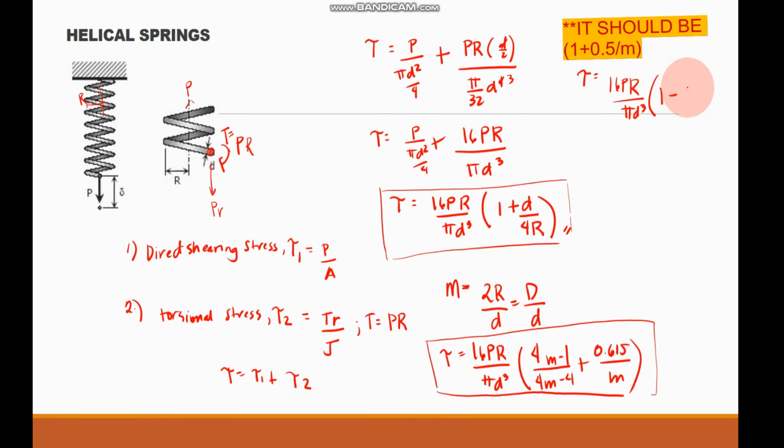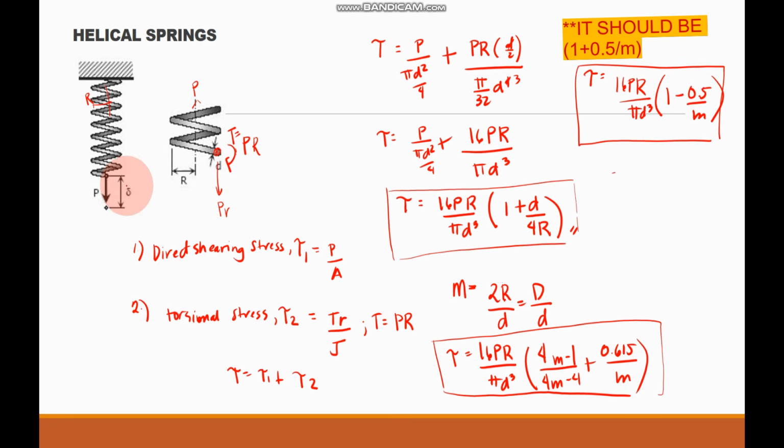So magiging 1 minus 0.5 all over m. So this is another formula for the light spring when we are considering the curvature of the spring. So this formula is for heavy spring and this one is for light spring.